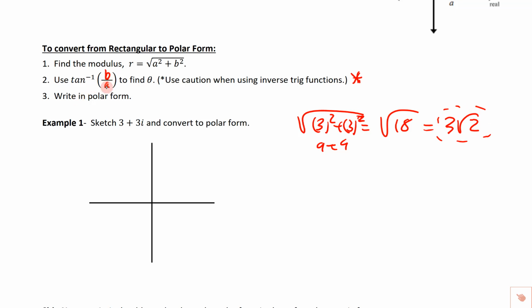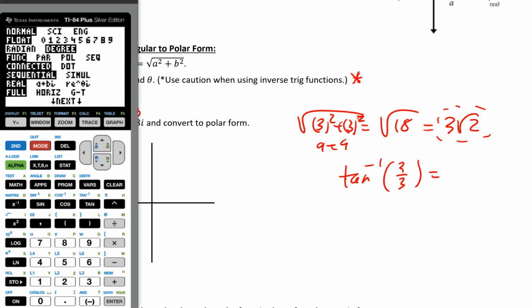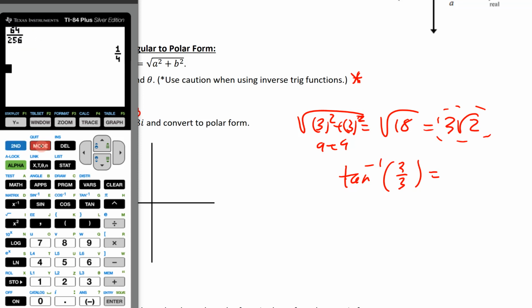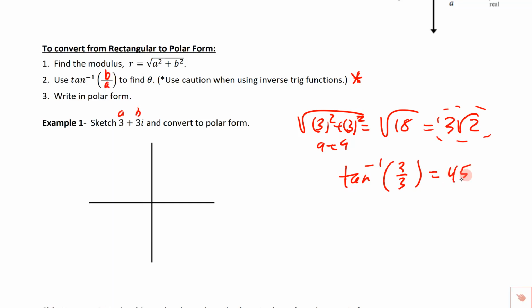And then it says use the tangent inverse. So I'm going to go ahead and pull up the calculator. We want to do tangent inverse of b over a. In this case, this is b and this is a, so this is going to be 3 over 3. So let's see what the calculator gives us on this. Quick reminder, make sure you're in degree mode. Later on, when you're taking calculus and stuff like that, it's always going to be in radian mode, but go ahead and check the mode. Make sure you're in degree mode. I'm going to hit second quit, clear this off, and type in tangent inverse of 3 divided by 3. And yes, you're welcome to simplify that to be a 1. And you end up with 45 degrees.